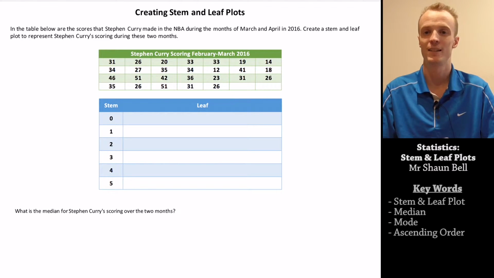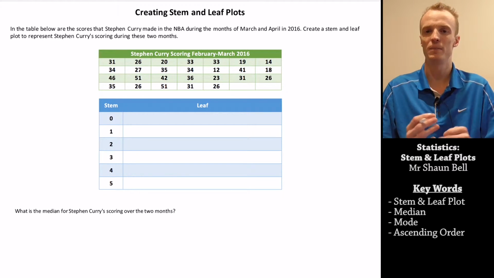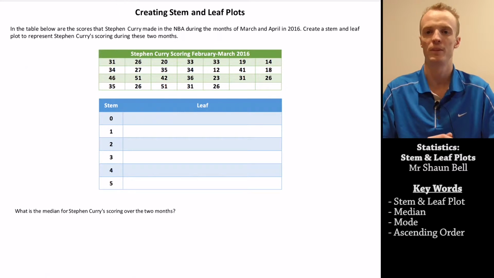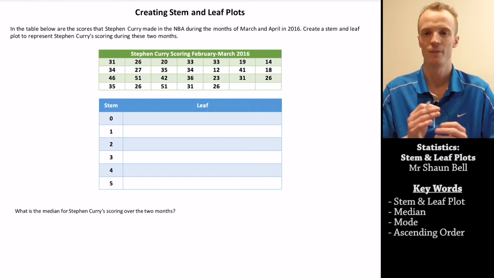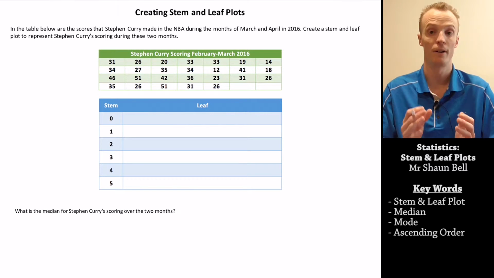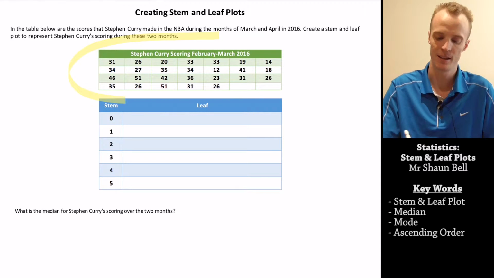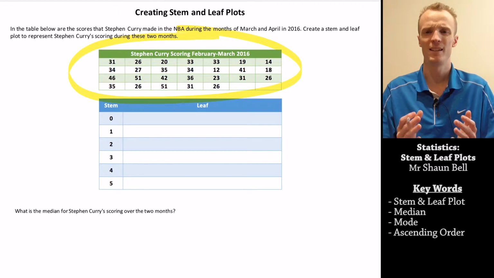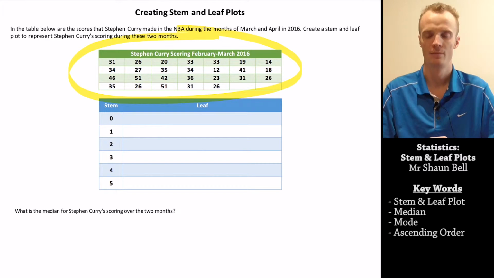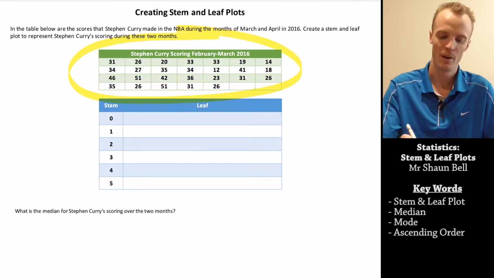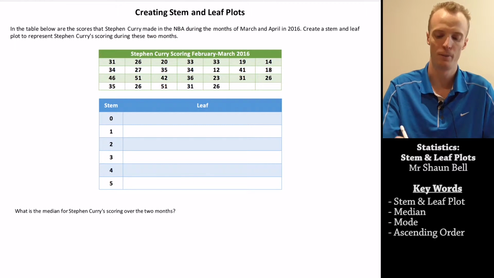So to help us create a stem and leaf plot, I'm going to use the same data that I used to create a frequency table in a previous video. So once again, I've got Steph Curry's scoring between the months of February and March of 2016. However, once again, as you can see here, the data is very messy and it's hard to interpret. So I'm going to demonstrate to you how we create a stem and leaf plot.